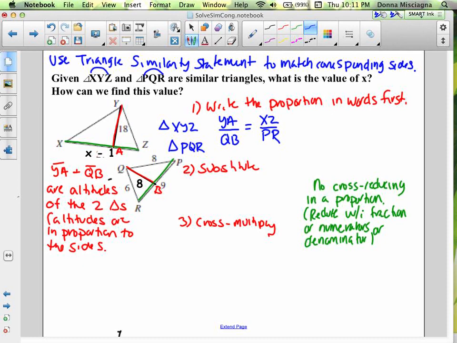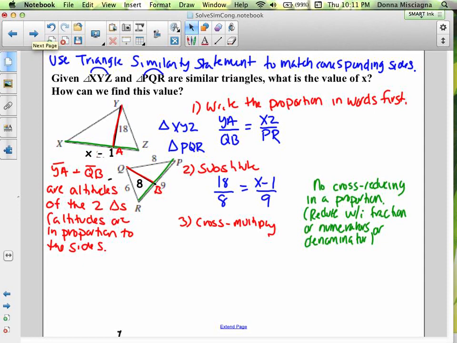YA is 18, and QB is 8, XZ is x minus 1, and PR is 9. Just as a reminder, no cross-reducing. In a proportion, reduce within a fraction or numerators or denominators. Otherwise, you're impacting one product and not the other. We have only one reduction we can make. By the way, reducing is optional, but it does give you smaller numbers. Both 18 and 8 are divisible by 2. So I could reduce that to 9 and 4. That's the only reducing I can do.